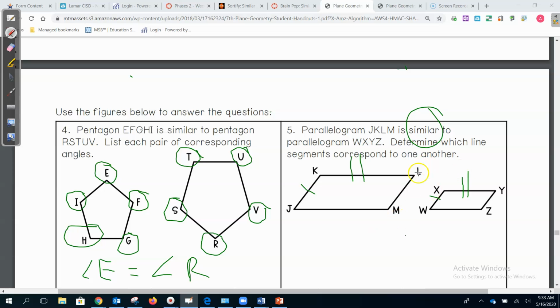LM is corresponding to, over here, YZ. And then lastly, we have JM, we're going to do 4, it corresponds to WZ. Not too bad, just a quick review of similar figures. Same shape, but not the same size.